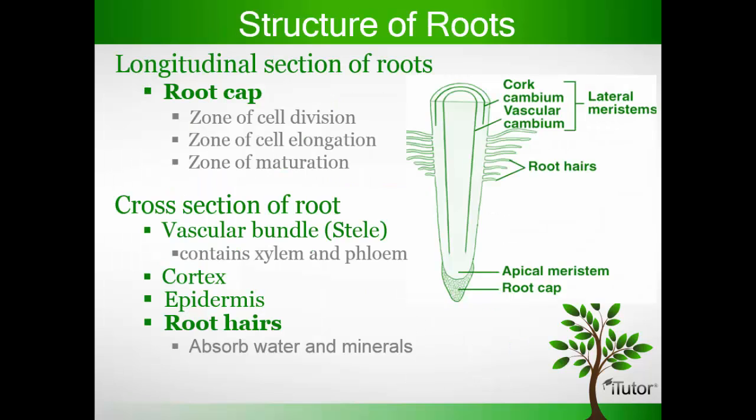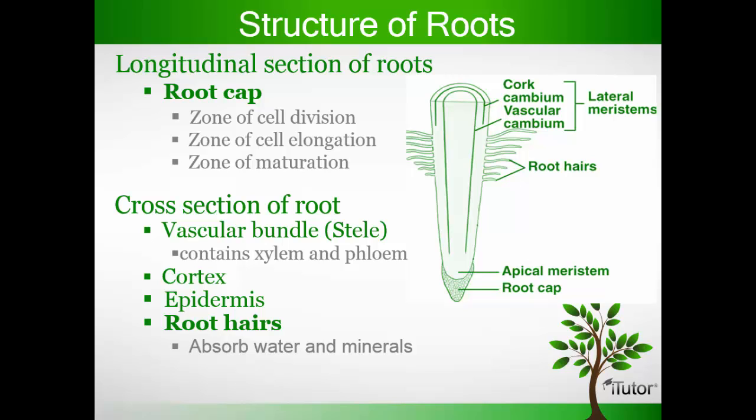Roots have a very basic structure. We have the root cap, which is the zone of cell division and cell elongation and maturation. Cells divide. That's how things get bigger. The reason you are bigger now than when you were 6 years old is because your cells have divided over and over and over again.